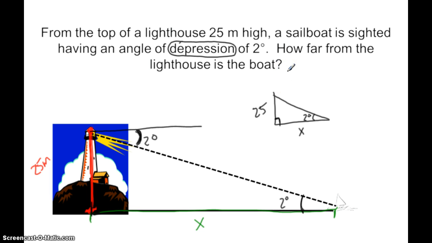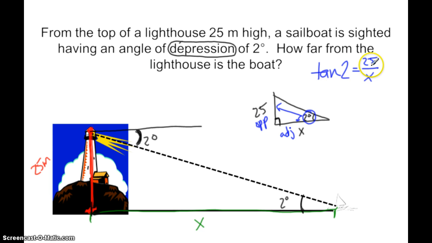So then I can look at this picture of this small triangle I have here, and I decide, well, how do I find that missing side, if I know one of the angles? And that's what we did in my last video using our trig functions. And that's what we're going to do. 2 degrees is my angle. I have the opposite side and the adjacent side. So I'm going to use tangent of 2 equals opposite over adjacent. So tangent 2 equals 25 over x.